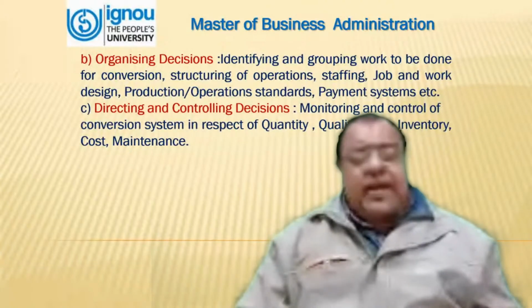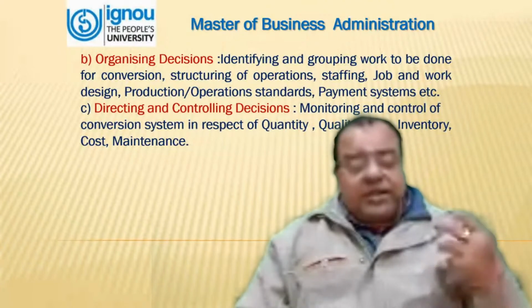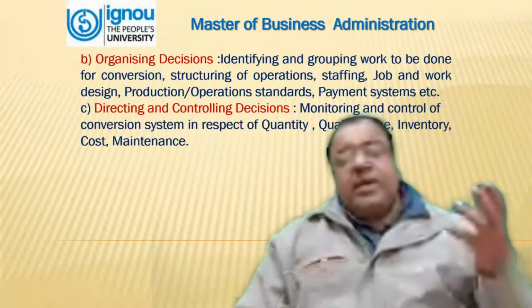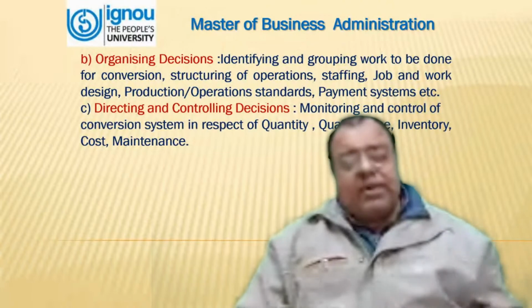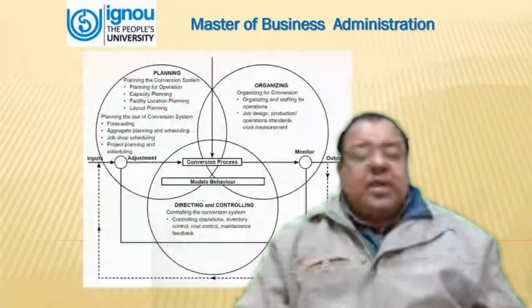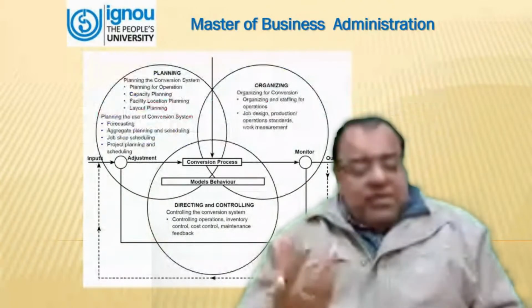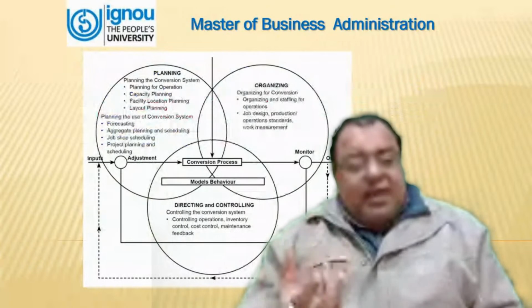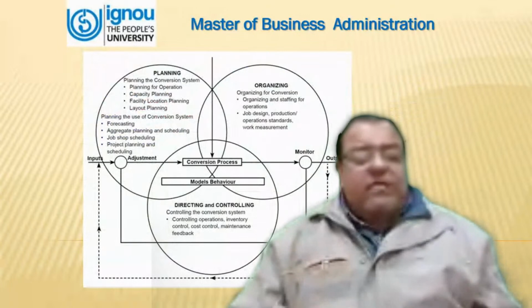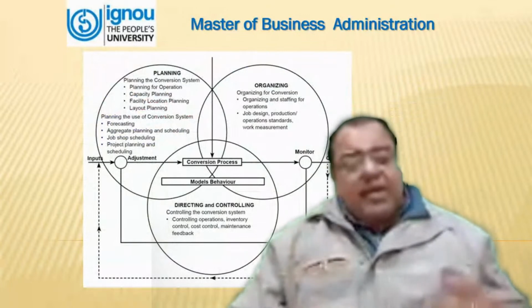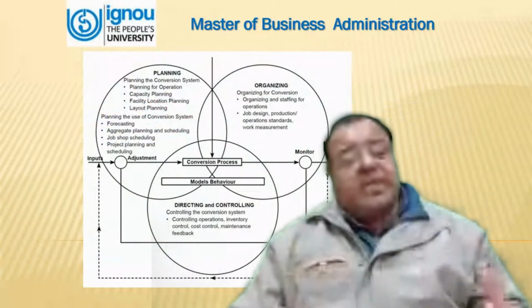Third one is directing and controlling decision, that is monitoring and control of the conversion system in respect of quality, quantity, time, inventory, cost, maintenance. Here we can see broadly we have taken three things, that is planning, organizing, directing and controlling. From the diagram, we can see that the inputs are there. As you are aware, inputs can be in the form of planning.